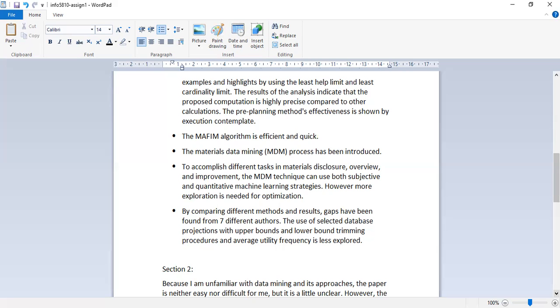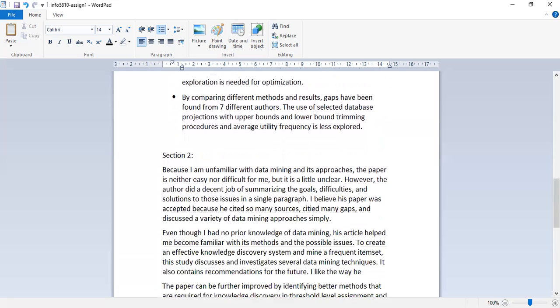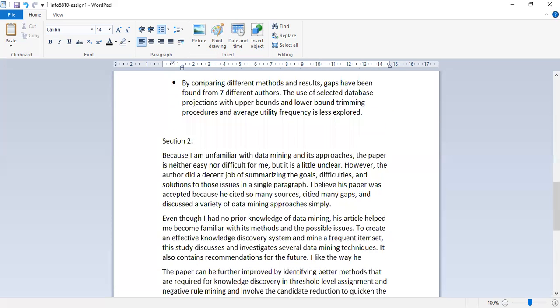By comparing different methods and results, gaps have been found, as I already told. The use of selected database projections with upper bound and lower bound trimming procedures and average utility frequencies is less exposed. These are some of the gaps that we have found. This is all about the paper. And yeah, coming to section 2.